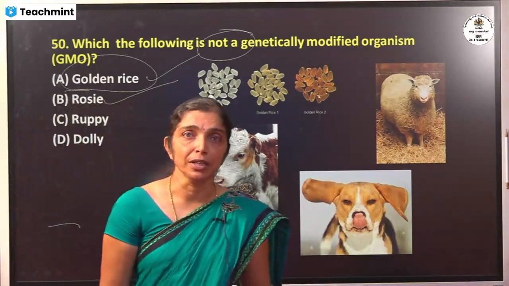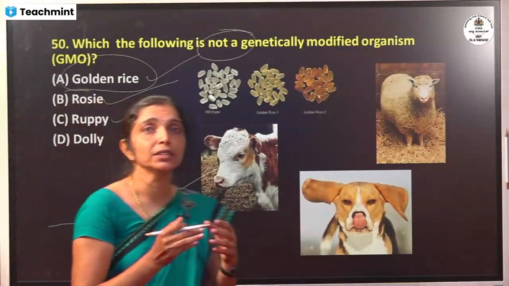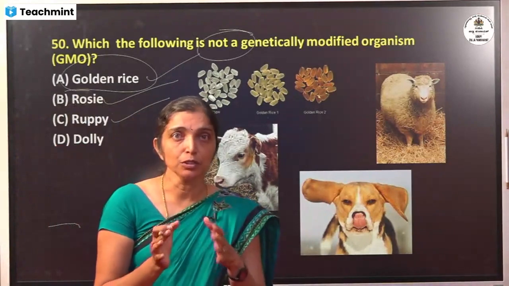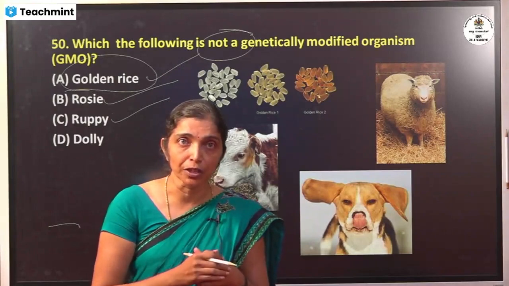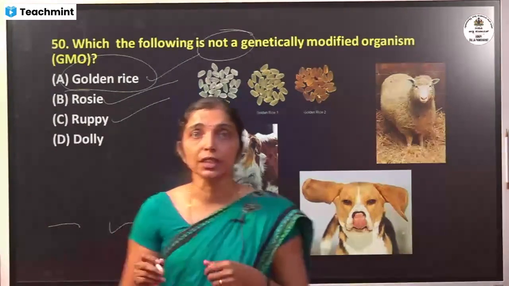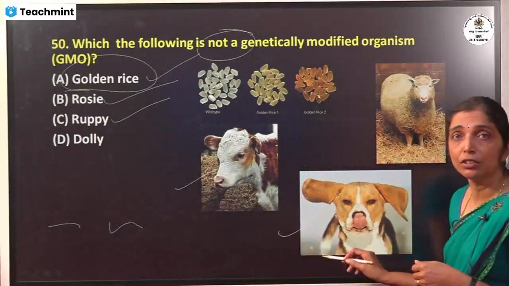Coming to Ruppy. What is this Ruppy? Ruppy actually means ruby puppy. This was developed in Korea. It is also a genetically modified organism. Actually, this is a type of dog. We have the beagle breed, isn't it? Of a dog, the beagle breed.